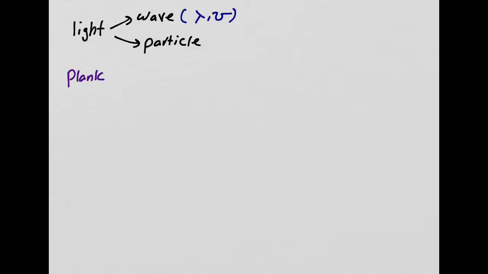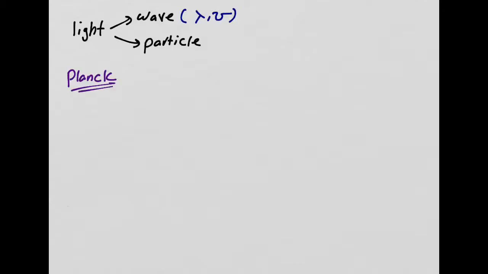So what we have said so far is that light behaves like a wave. And if you behave like a wave, that means you have a lambda and you have a frequency. Then they did a lot more experiments, and what they figured out was that light also behaves like a particle. And here comes our next scientist. Our next scientist is Planck. I think Planck has a C.